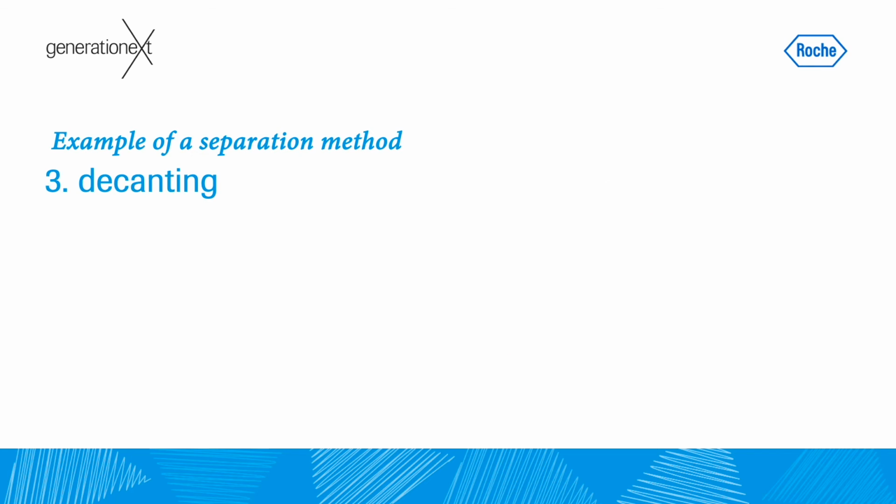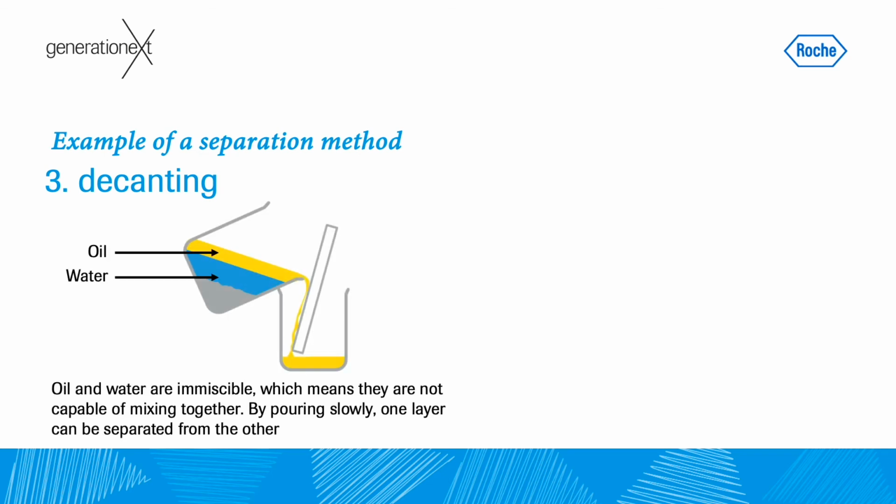On to our last one, decanting. This is when we separate 2 immiscible liquids. Remember, immiscible is when the 2 liquids don't mix together, like oil and water. The heavier, denser liquid will sink to the bottom, and the lighter one will find its way up to the top. By pouring slowly, you can separate one from another.